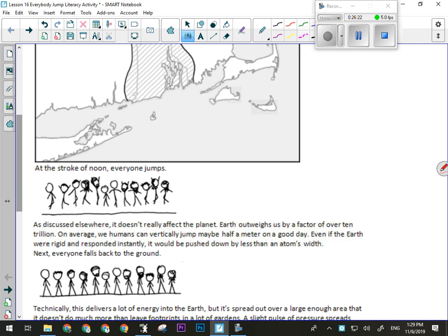Now, at the stroke of noon, everybody's going to jump. Everybody in the whole world. All 7 billion of us. We're all going to jump at the same time. Because, yeah, that's possible. We'll actually coordinate it so that everybody's paying attention. I couldn't get all 29 of you to jump at the same time if I tried. Yes. All right, let's do it.